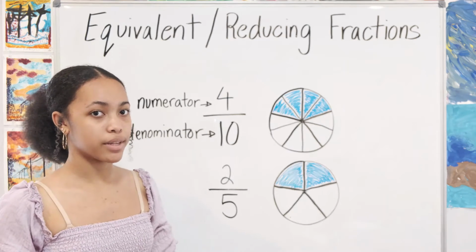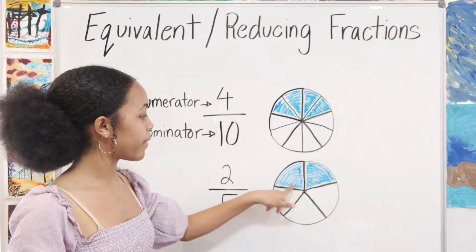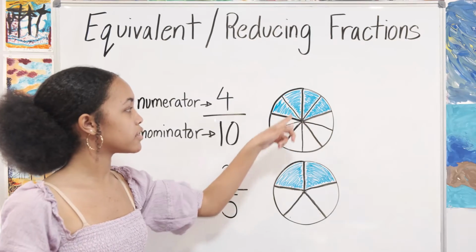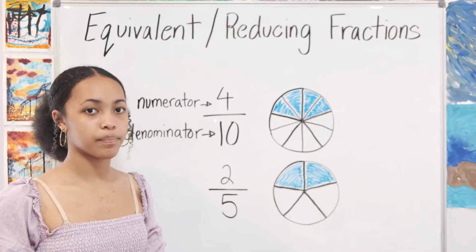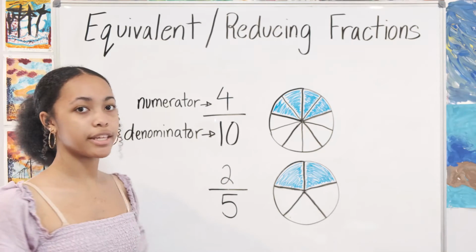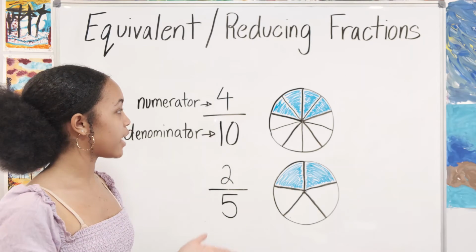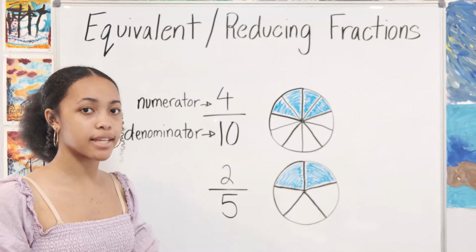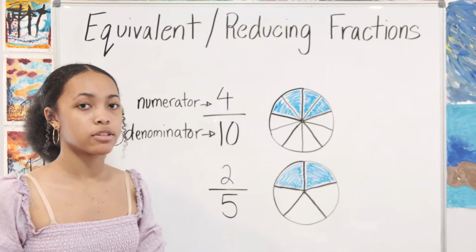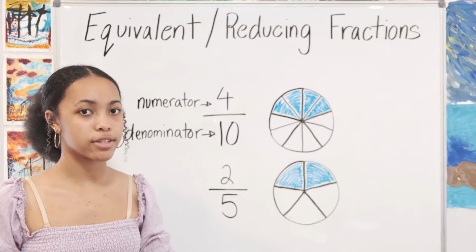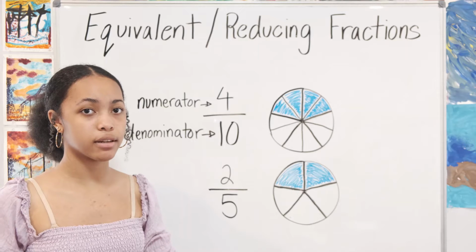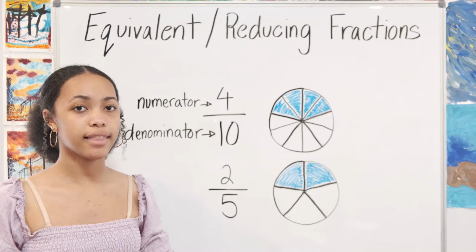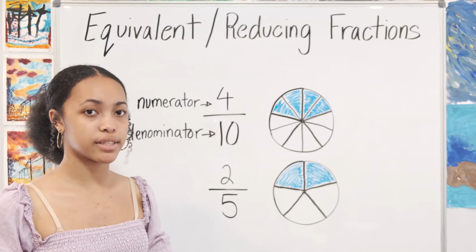If you also notice, the amount shaded in this pie is the same as the amount shaded in this pie. That's because these fractions are equivalent. They look different, but they hold the same value. They have the same amount in them. So basically, equivalent fractions are fractions that look different, but at the end of the day, they hold the same value. And that's how we're going to get into reducing fractions.